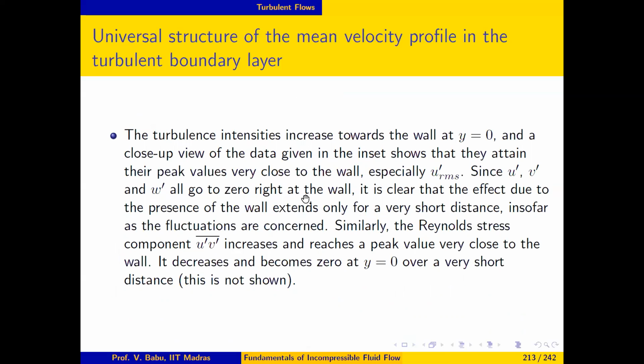So all the components go to zero right at the wall, but the peak values are very close to the wall. So the effect of the wall in inhibiting the fluctuations extends for a very short distance. In this case, y over delta about 0.05 or slightly higher than that. And U prime V prime, we have not shown this in this particular graph, but it shows a similar trend. So these are the most important observations that can be gleaned from the experimental data.